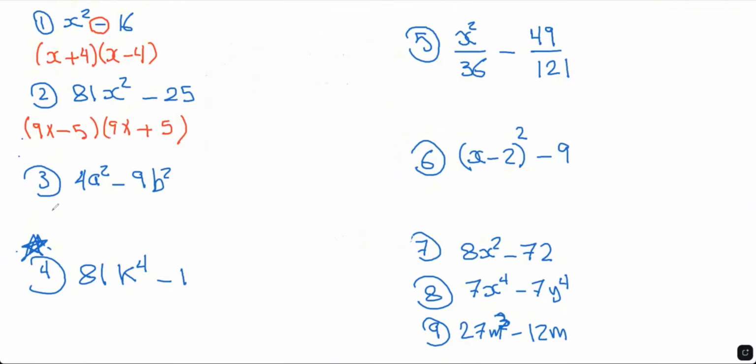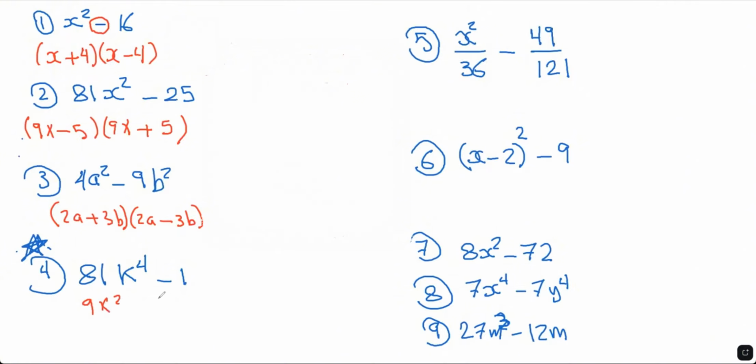Same thing here. That satisfies the condition for factoring the difference of squares. So you open two sets of brackets, and then plus and minus. The square root of 4a squared is 2a. You put this here and there. And the square root of 9b squared is 3b here and here.